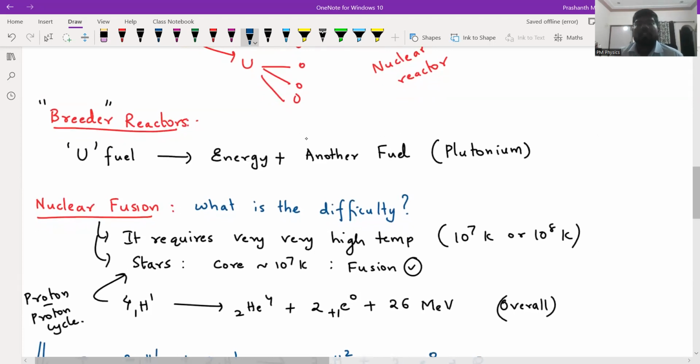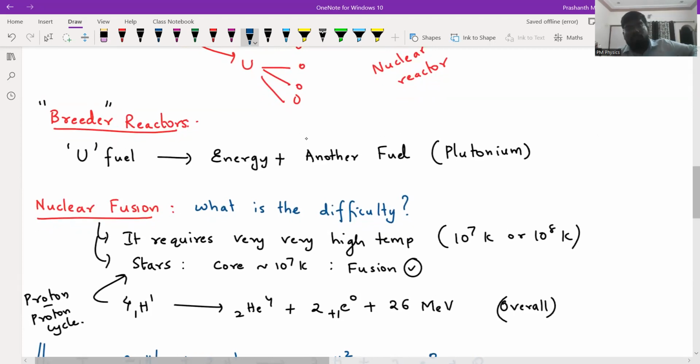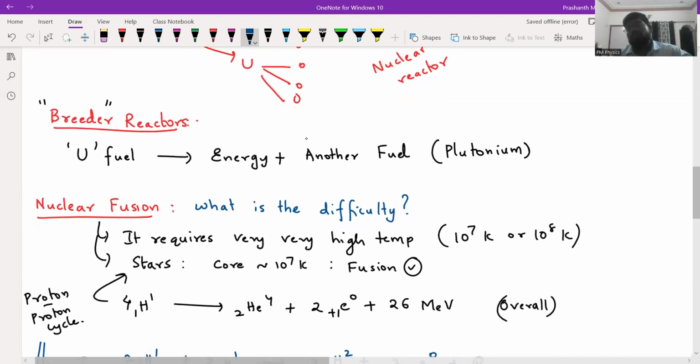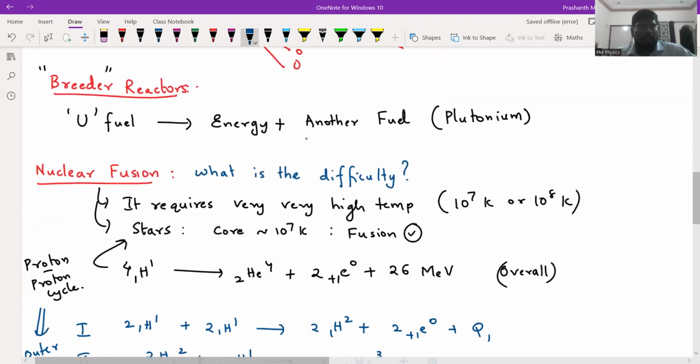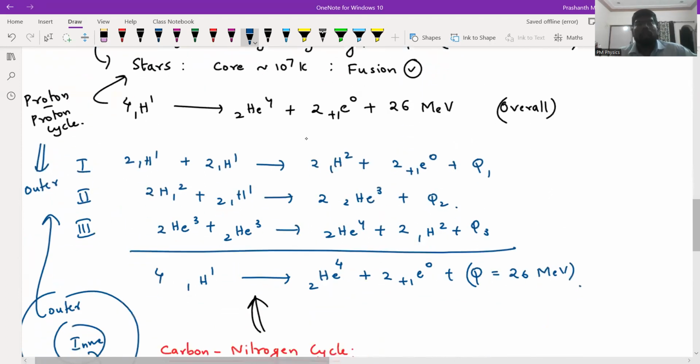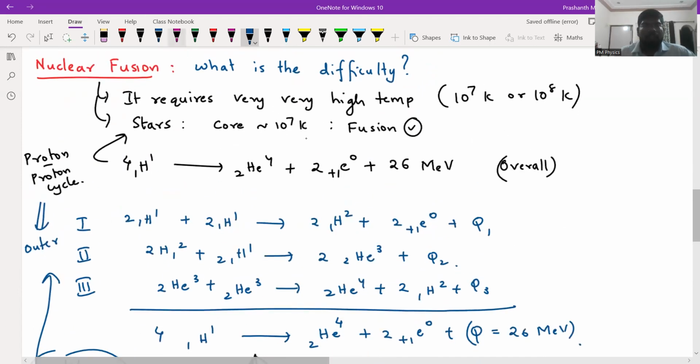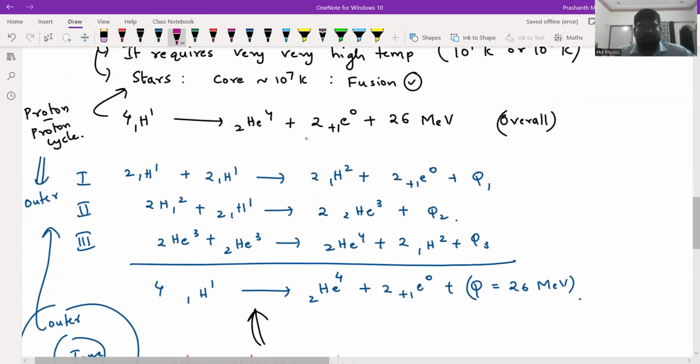Breeder reactors, if they say they are the ones where uranium fuel will undergo a fission reaction and produce plutonium. Again, the specialty of plutonium is that it is also nuclear fuel. So breeder reactors are those reactors which will produce another nuclear fuel. They are breeder reactors. And already we have seen fusion. So this is how the fusion reaction takes place. The final reaction is four hydrogens will combine. This is one way of writing it. How the reaction goes on step by step, we can represent in this way.